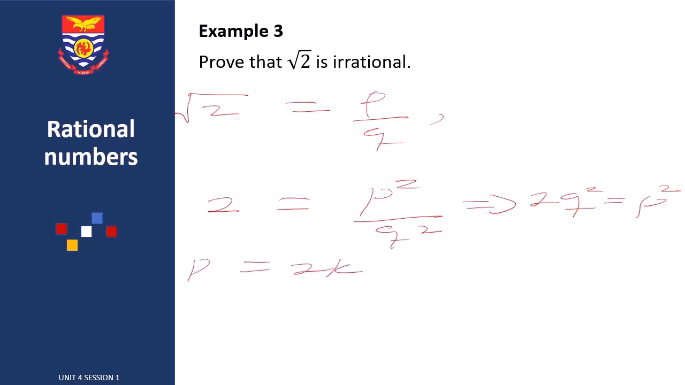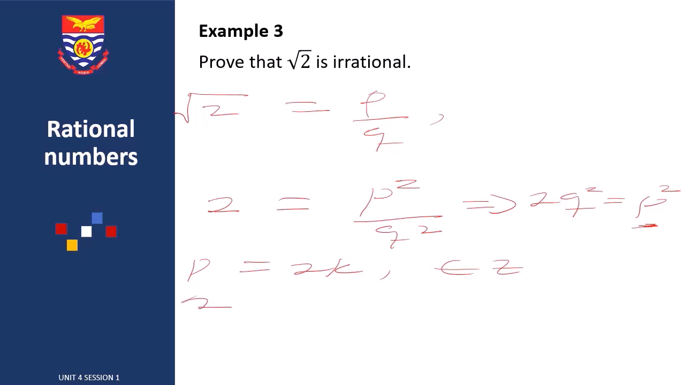Great. And where is k? K is a member of Z. The reason is that 2q square is even, and it follows that p square is even. And once p square is even, it means that it can be written as p equals 2k. So now let's start using p equals 2k in 2q square equals p square.